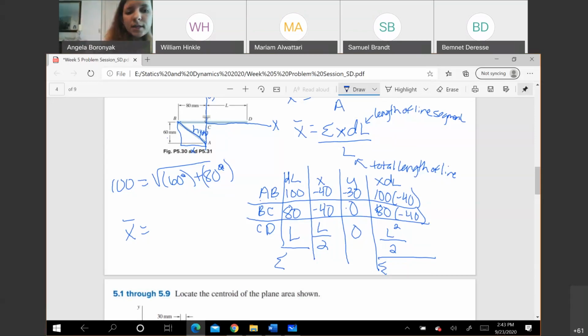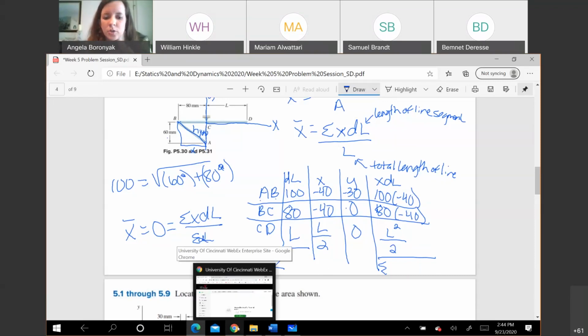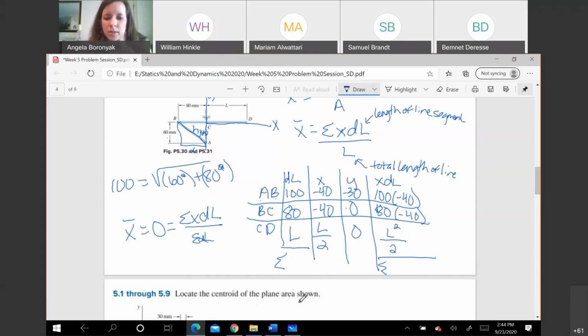So you want to set your x bar equation equal to 0, and that's from doing the sum of your x dl over basically the sum of your delta L's, which gets you your total L, right? Solve that for L, and that's one of your Echo 360 questions for today. So you can talk to your chat buddy about it if you want. I'll leave this open here, and then I'll go to the Echo 360 in a minute once everyone has those written down, hopefully.